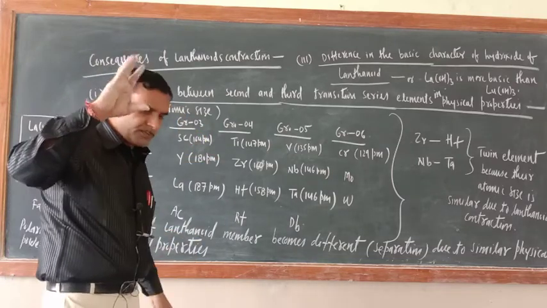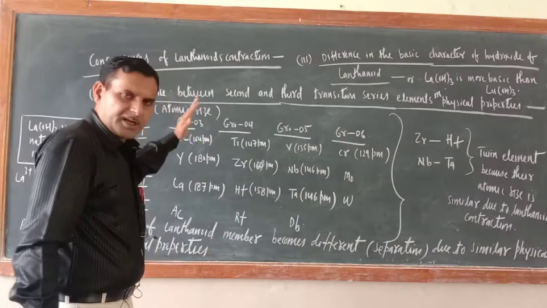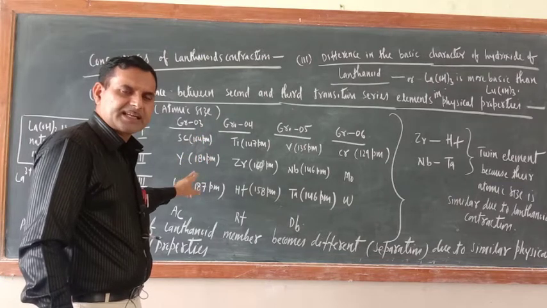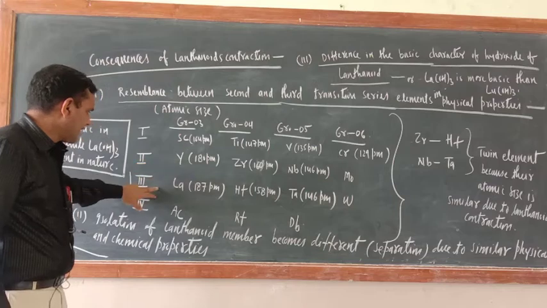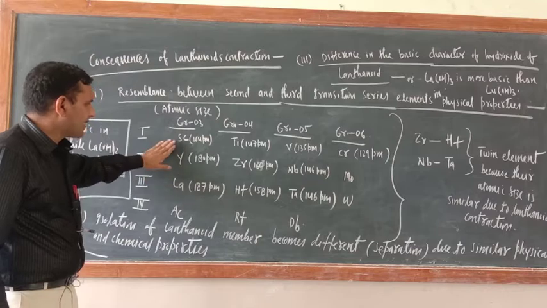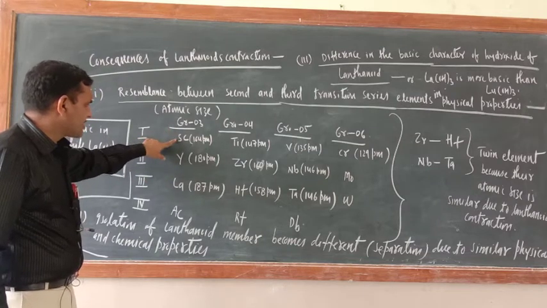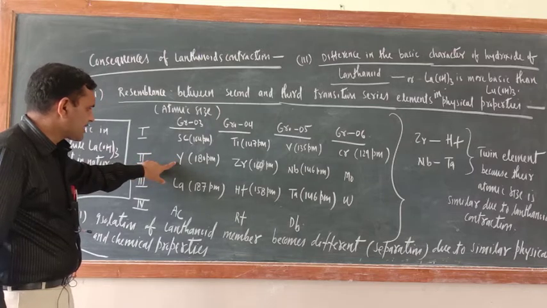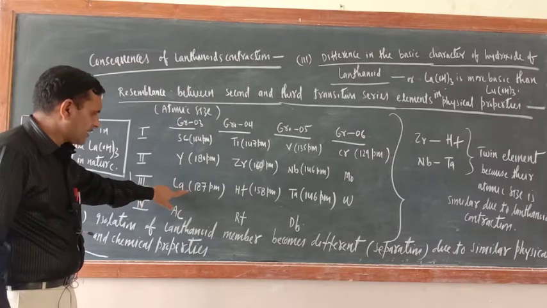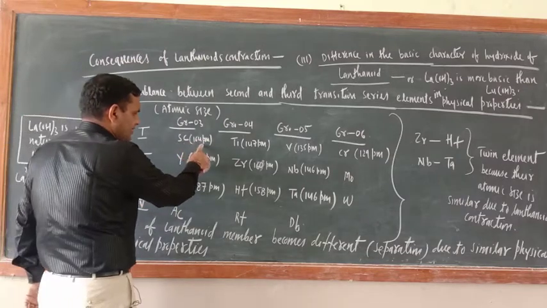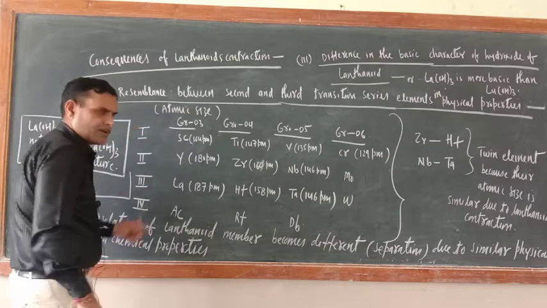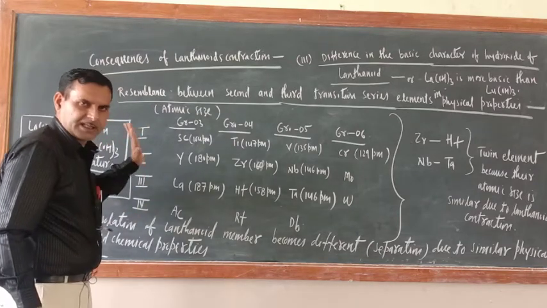Just see, generally in the group, what is there? Down the group atomic size increases, but in case of transition series, especially second and third transition series, atomic size is not increasing, except in the first member. Just see, first transition series first member is scandium, second transition series first member is yttrium, third transition series first member is lanthanum. So scandium is 164 picometer, yttrium is 180 picometer, lanthanum is 187 picometer. So there is the increase, and that is the group behavior only.